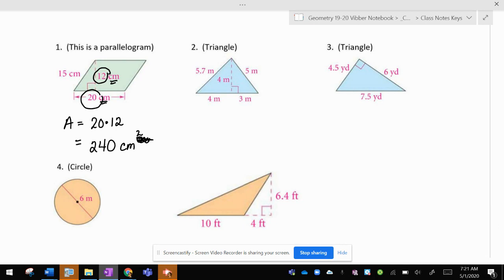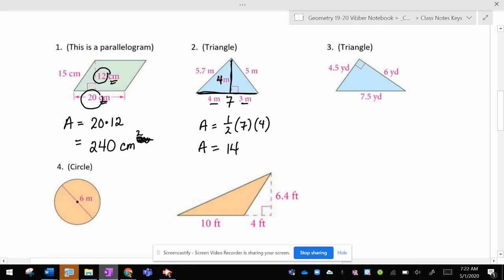Now let's talk about this triangle. Whew, this triangle is a little crazy. So if I need base times height, the base would be this length right here. Okay, that's going to be a grand total of 7. And my height is this distance right here, which is 4. So the area of that triangle is 1/2 base times height. So 7 times 4 is 28. Half of that is 14. So my area would be 14. And my units are meters times meters, which is square meters.